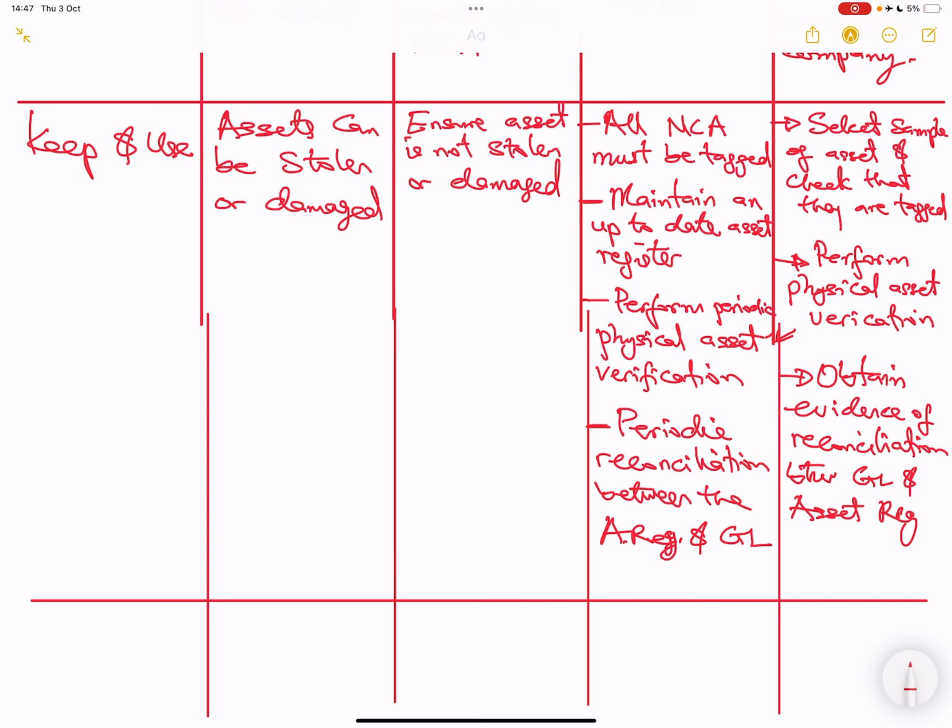That will be it for non-current assets, and in the next video we'll finish internal control with the last process, which is cash and bank.